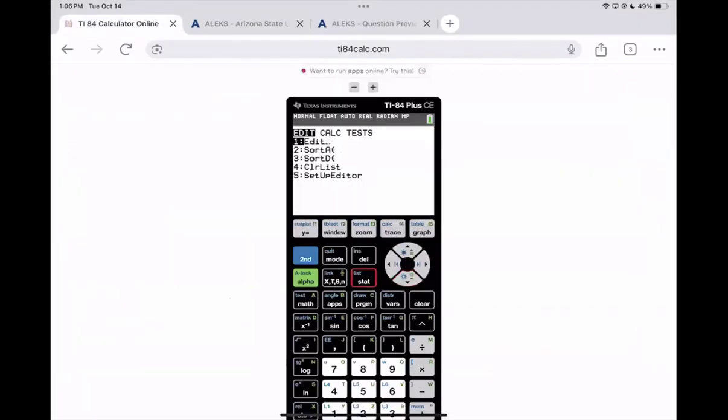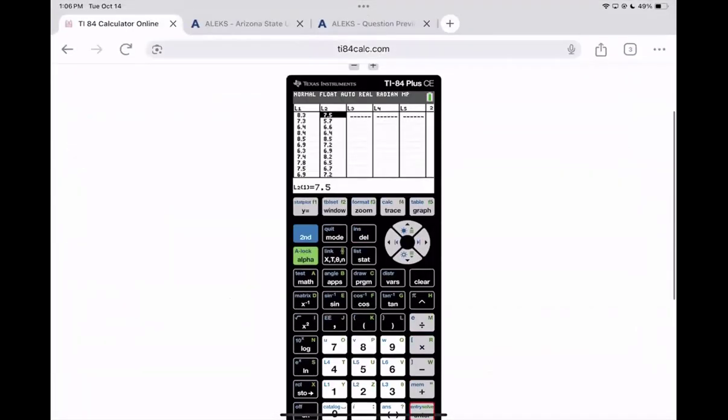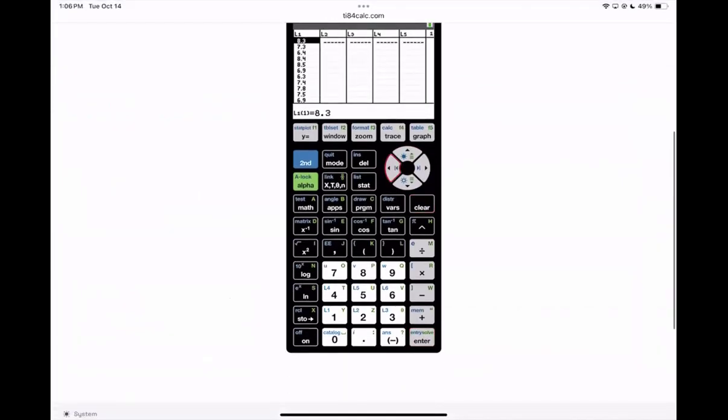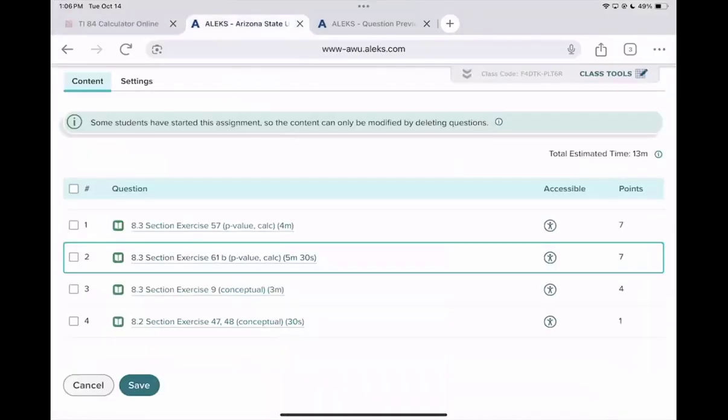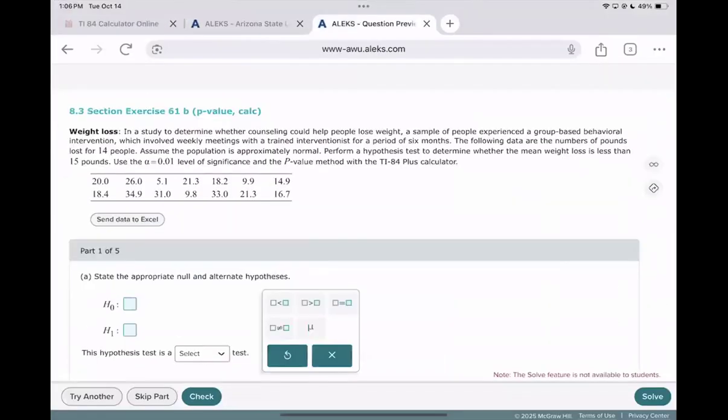So stats, enter. I need to clear this. Enter. And I need to clear this. Enter. I have to enter all this data, so let me take a quick photo. Then I can just do it.